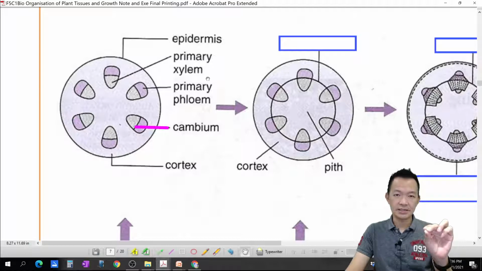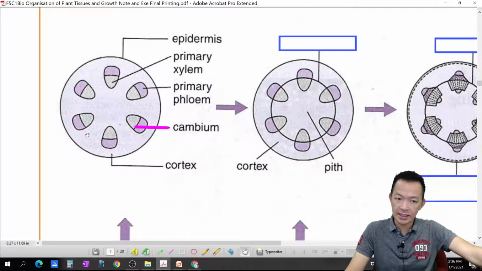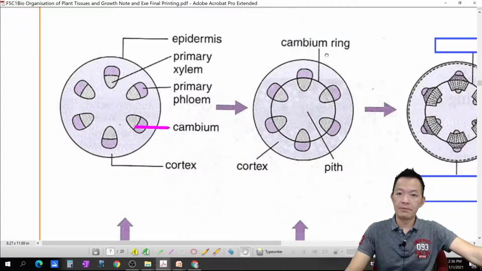Okay, so now it starts the process called secondary growth. 刚刚开始. So what happened during the secondary growth? 什么事情发生呢? Cambium tissue actively divides by mitosis. And after they divide, all the cambium tissue finally joins together. 它们就会结合起来. After they join together, they become a cambium ring. 它就变成了一个圈.